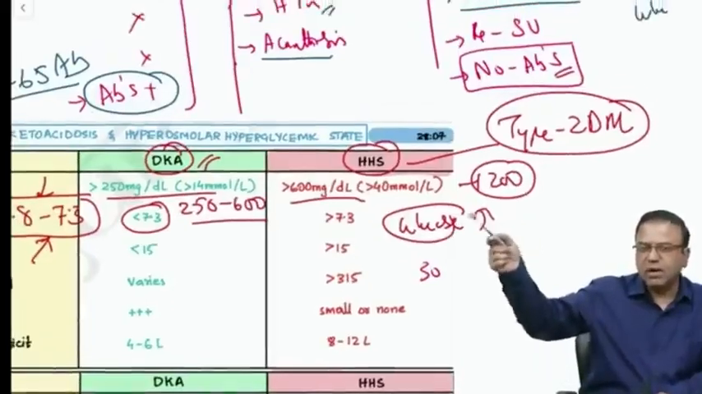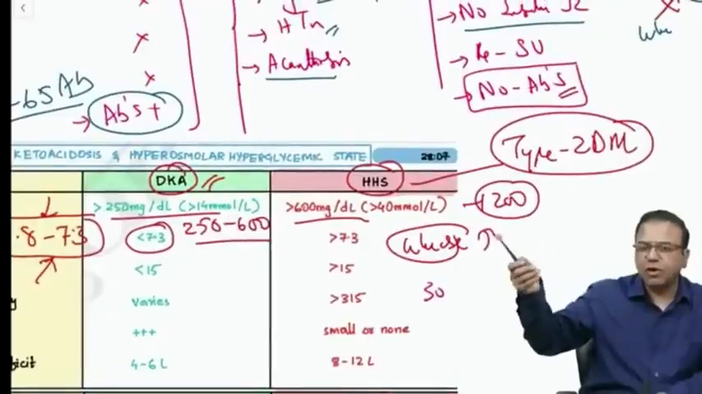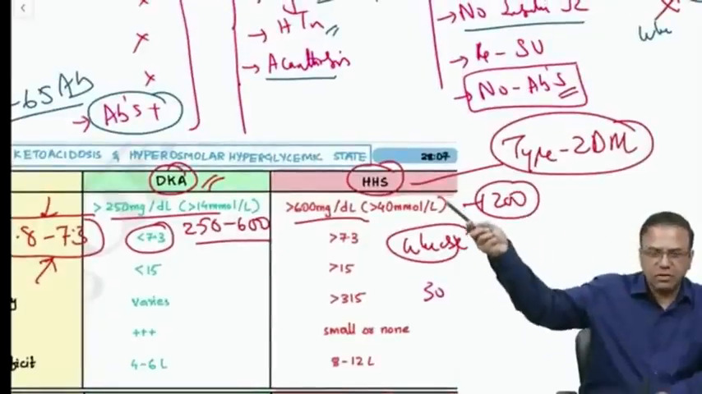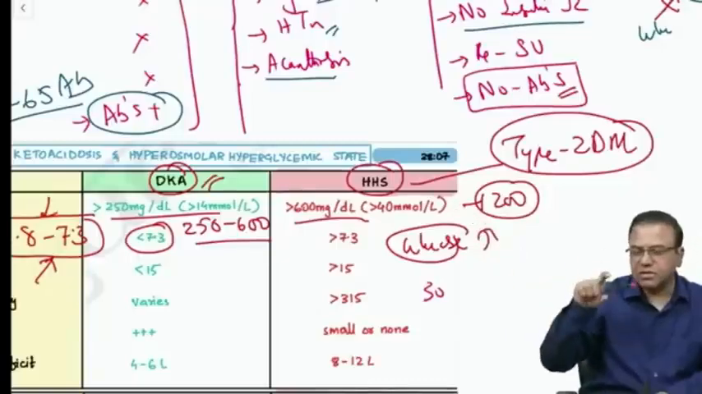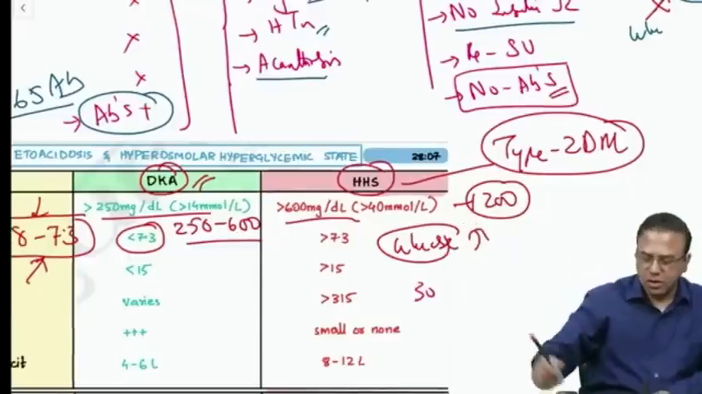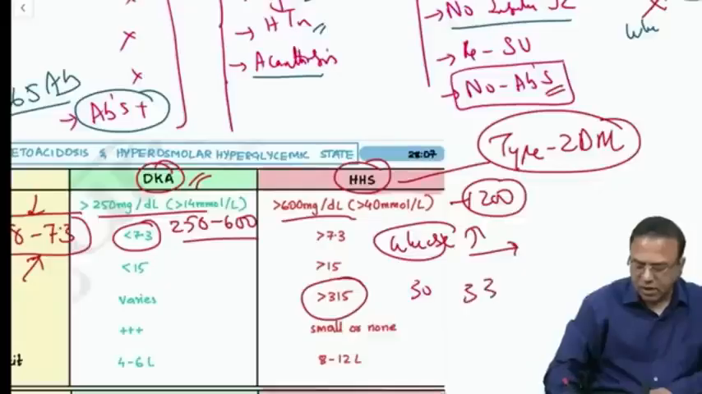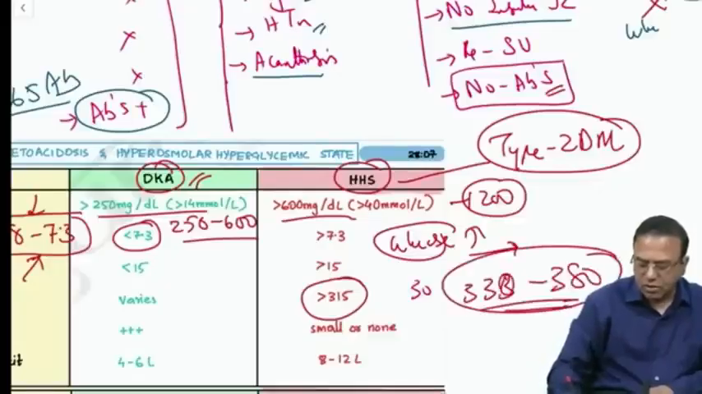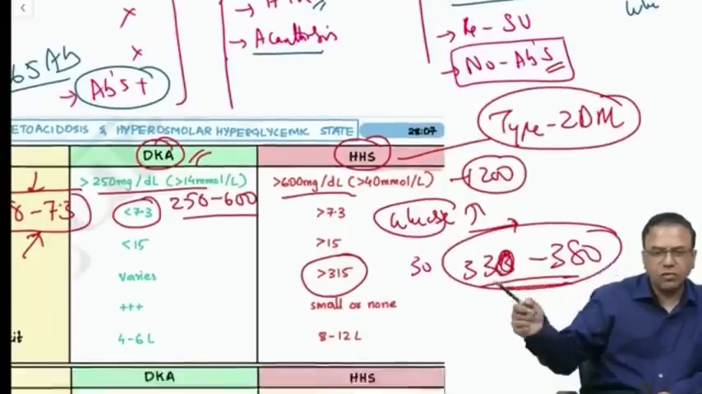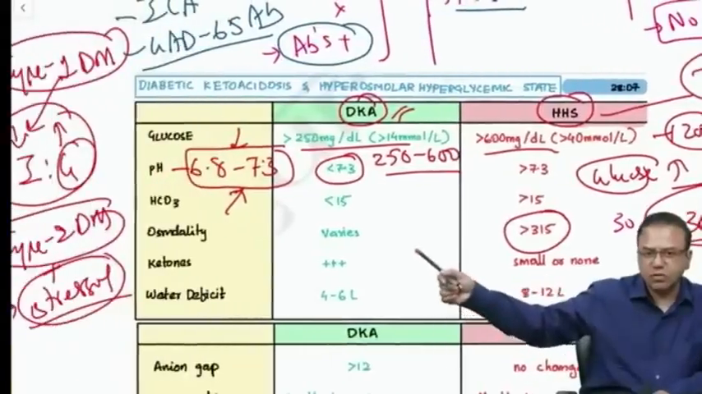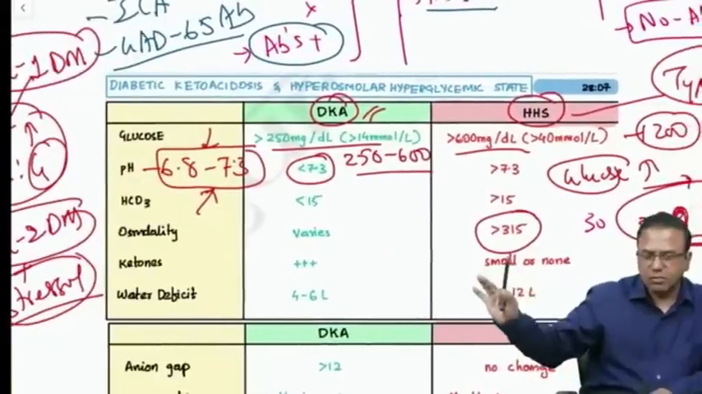A normal young person would have got thirsty, would have drunk water, and diluted the glucose. This elderly person is not drinking, their thirst sense is weak, they don't drink water, and the osmolality climbs. The osmolality is what kills them. It can go anywhere between 330 to 380. So what hurts this patient is the very high osmotic force. What hurts the DKA patient is the severe acidosis. So that's the broad concept between the two.